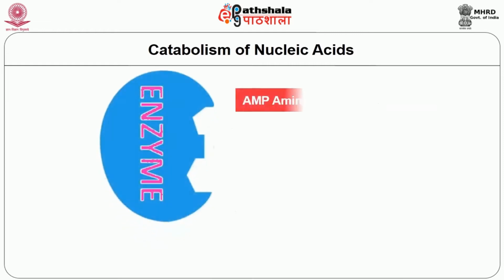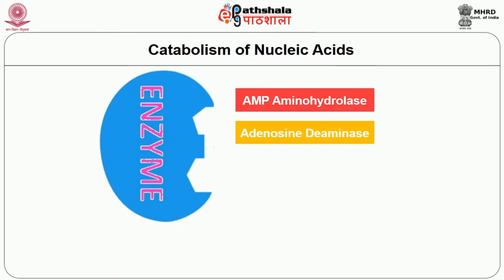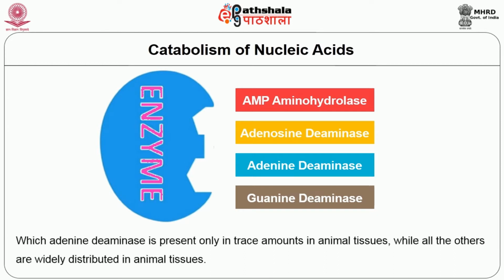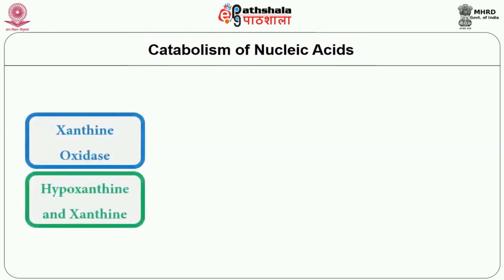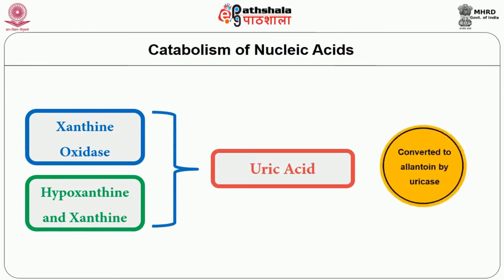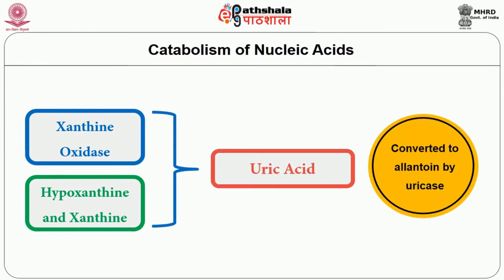These enzymes include AMP aminohydrolase, otherwise called adenylic deaminase, adenosine deaminase, adenine deaminase and guanine deaminase, among which the adenine deaminase is present only in trace amounts in animal tissues, while all the others are widely distributed in all animal tissues. In the presence of xanthine oxidase, hypoxanthine and xanthine are converted to uric acid, which is subsequently converted to allantoin by uricase.